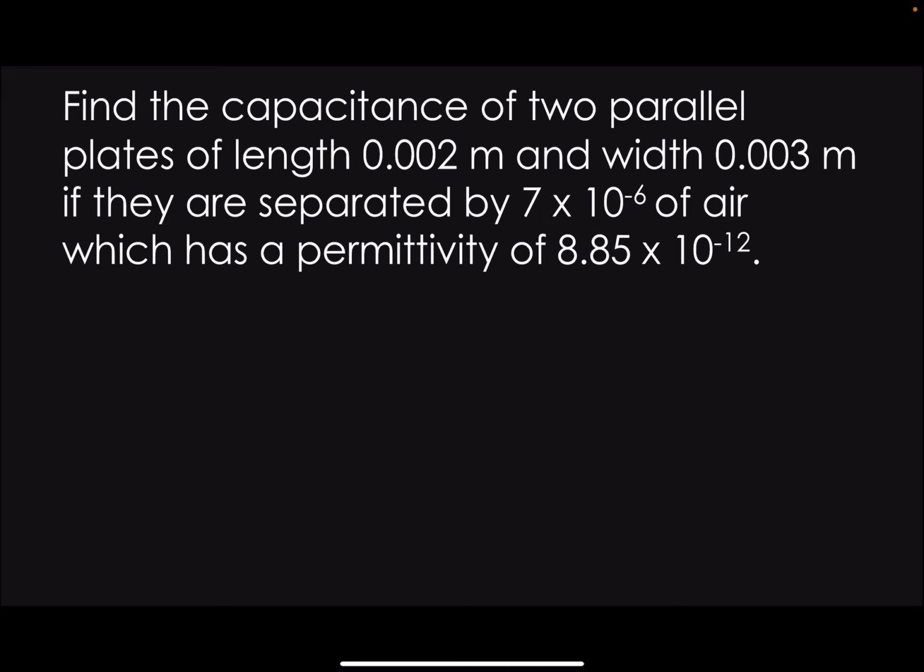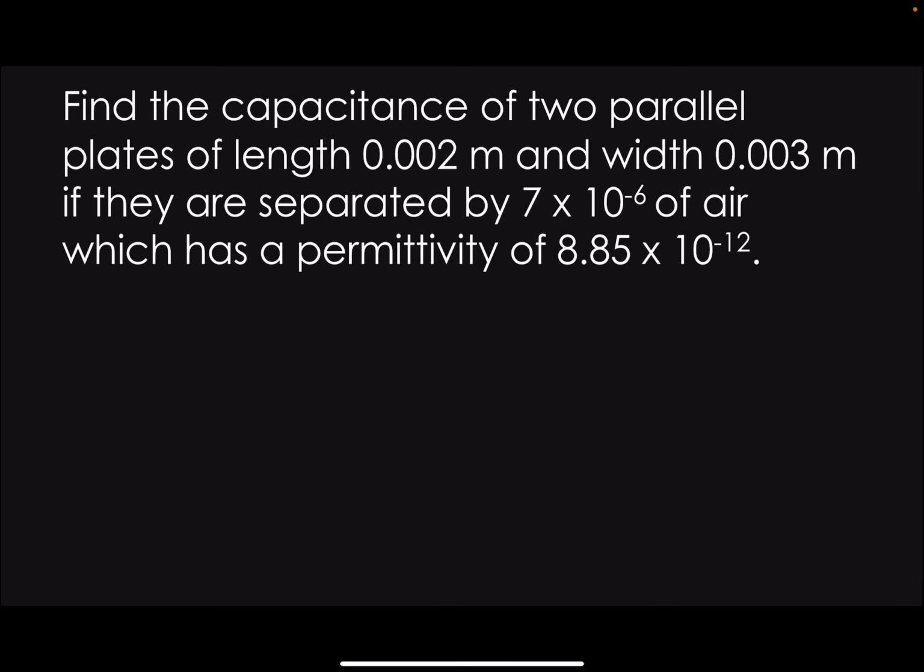So let's try this out. Find the capacitance of two parallel plates of length 0.002 and width 0.003 that are separated by 7 times 10 to the negative 6 of air, which has a permittivity of 8.85 times 10 to the negative 12. So air is actually a pretty good insulator, it turns out. And so we can use air for our capacitor.